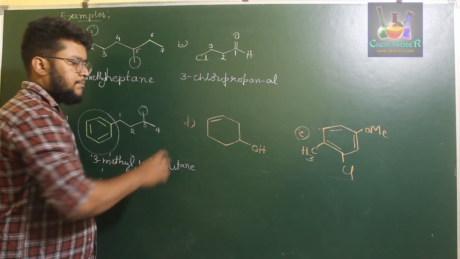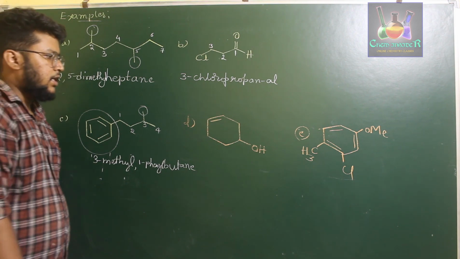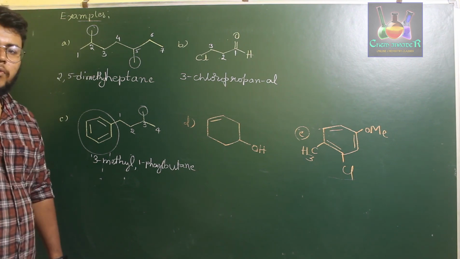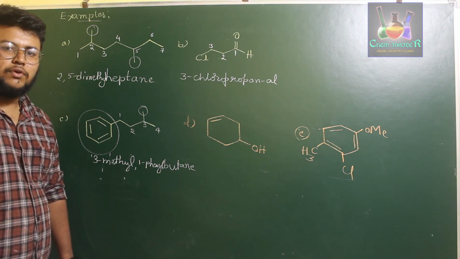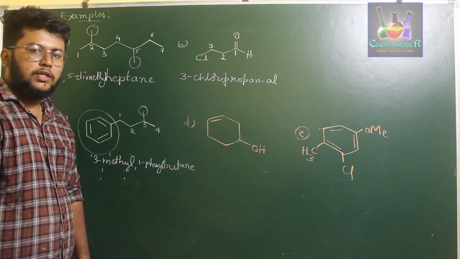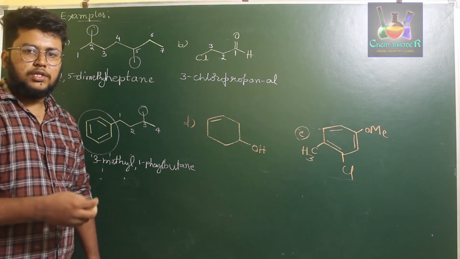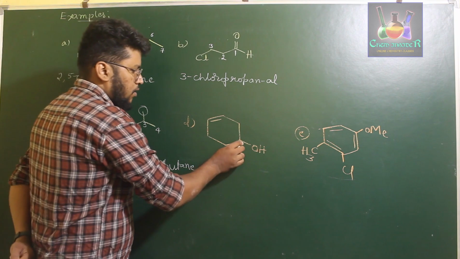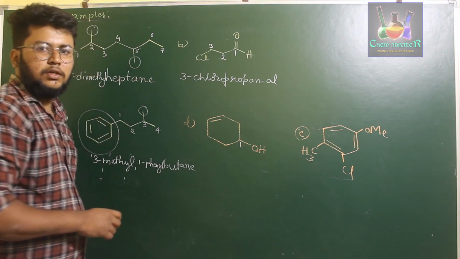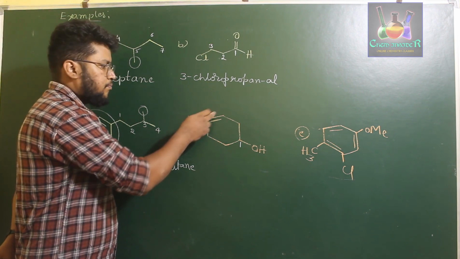Now for this example, this is a cyclic hydrocarbon having a double bond and an OH group. Whenever you have two functional groups, we need to number them in such a way that the preferred functional group gets the lowest number. So start from this side, 1. This should be the first carbon. Now for the double bond, you can consider this carbon atom or this carbon atom.